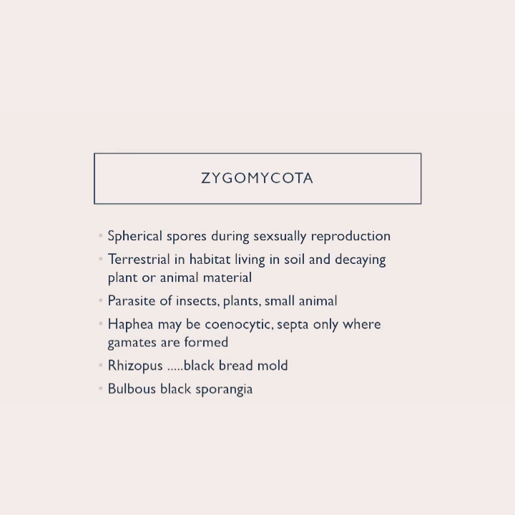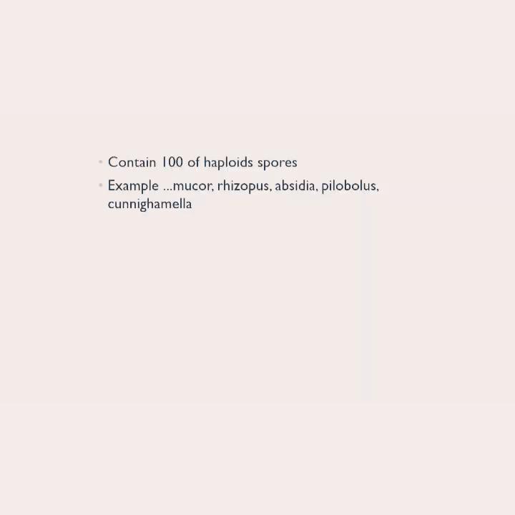Now next is Rhizopus, black bread mold. It means it has some species, which is Rhizopus, and when your bread becomes black in color, at that time Rhizopus has grown on the bread, and it looks like black bread mold. Next, bulbous black sporangia means it releases sporangia which are black in color, and bulbous means at the top it shows some bulb-like structure. Now next is, yes, it contains hundreds of haploid cells.